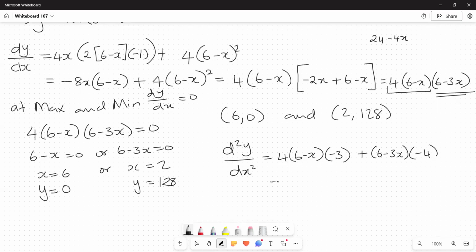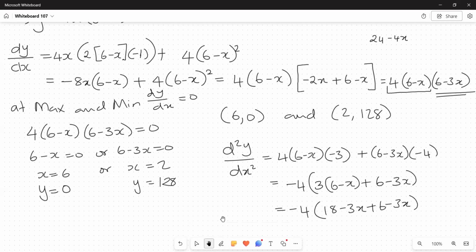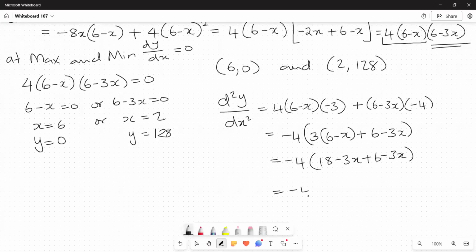All right, so what does this give us? I can see -4 is actually a common factor. So if I take that out, -4, then here I will have the 3 will still be there. So I have 3, 6 minus x, then the -4 went out. I have 6 minus 3x. Multiply out, this is 18 minus 3x plus 6 minus 3x. Minus 4. 18 plus 6 is 24. This is minus 6x. So if you like, you can factor out 6. So you have minus 24 and we have 4 minus x. Okay, so that is our second derivative.